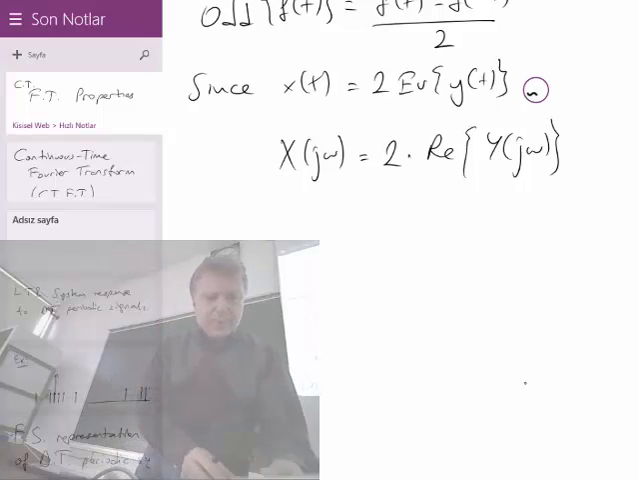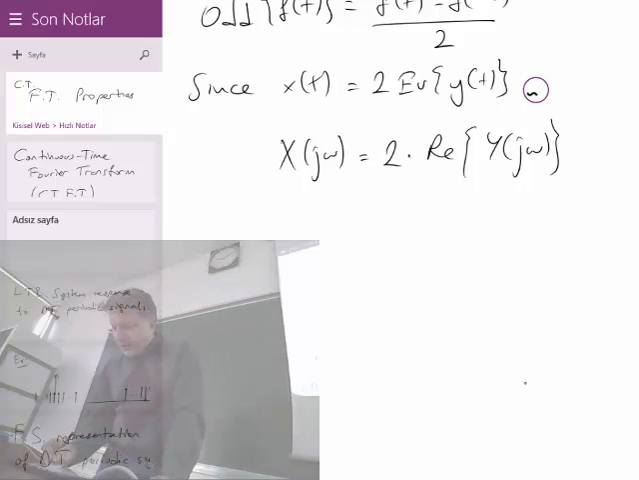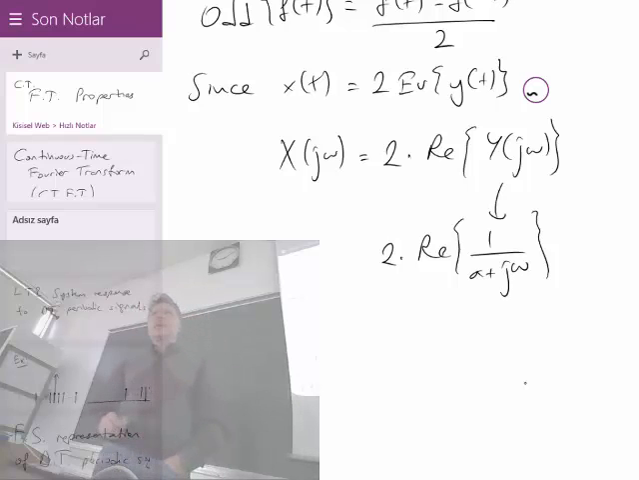What was that? Do you remember the output of that? I'm just not sure about the positive and negative signs here. So it was 1 over a plus j omega. Okay. So y of j omega was 1 over a plus j omega. And what is the real part of it? And when you multiply it by 2, what is the thing that you will obtain? So you have to determine the real part of this thing. How do you do that?